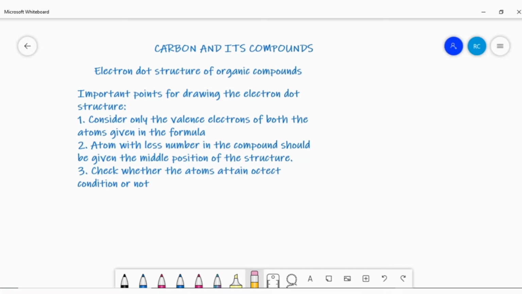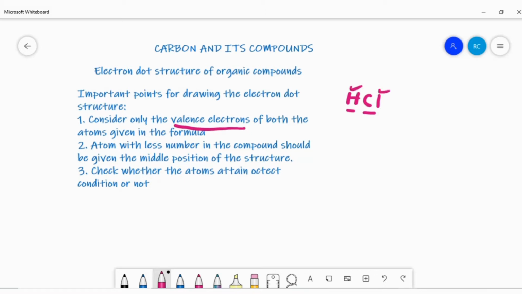Whenever you are drawing an electron dot structure, you need to consider only the valence electrons of the atoms given in the formula. For example, if you are drawing the electron dot structure of HCl molecule, in both cases, hydrogen atom and chlorine atom, you need to consider only the valence electrons, which means the outer shell electrons. So first you need to remember that you need to consider the valence electrons of both the atoms, hydrogen and chlorine.